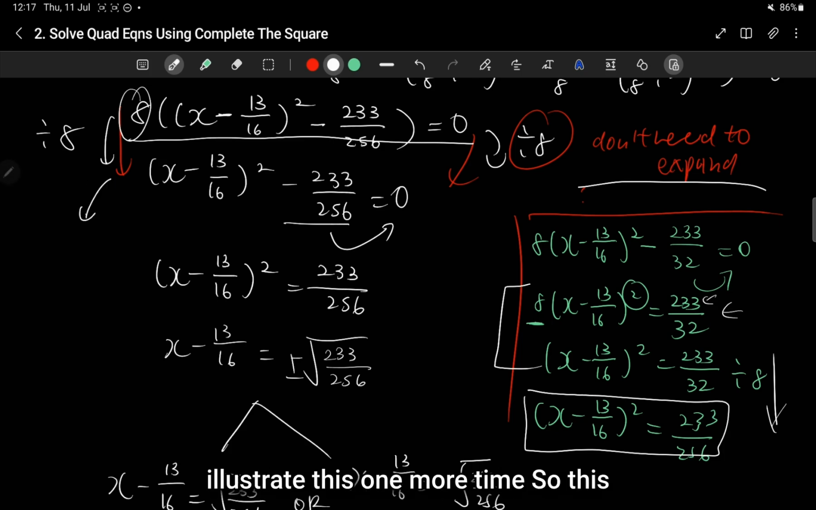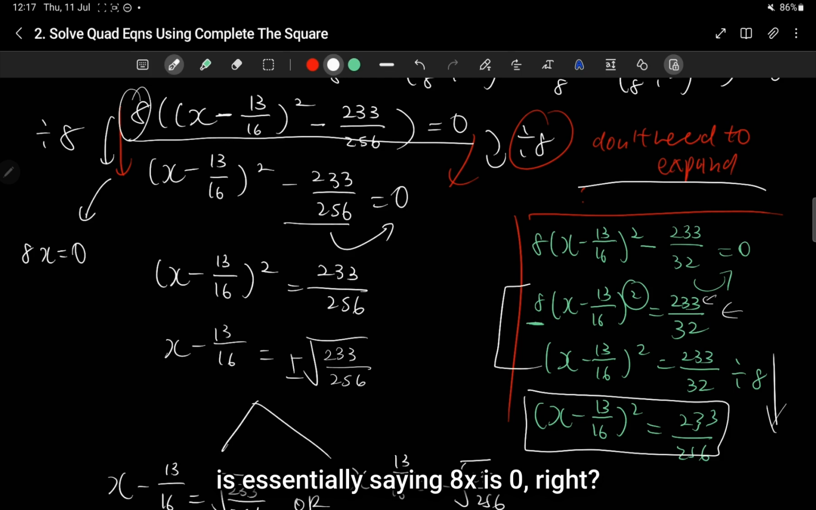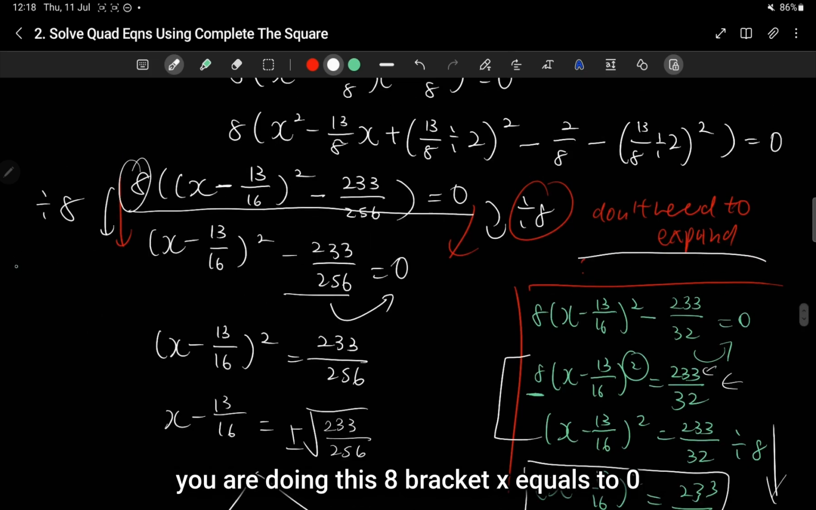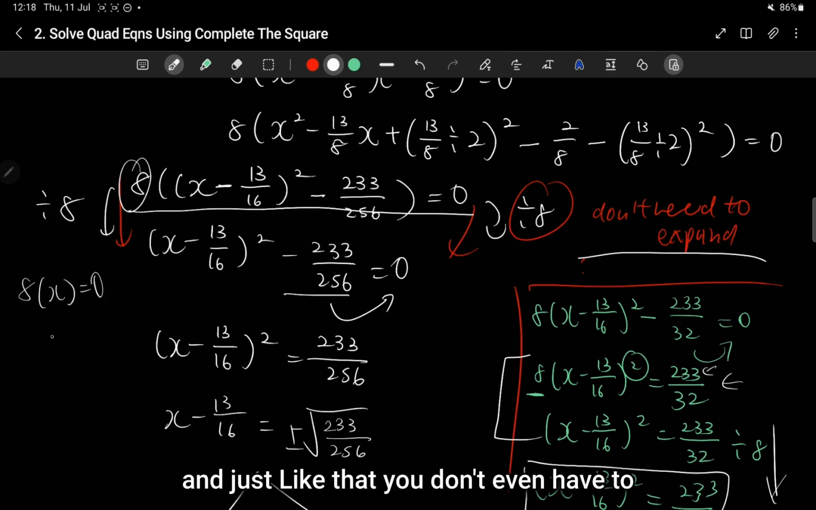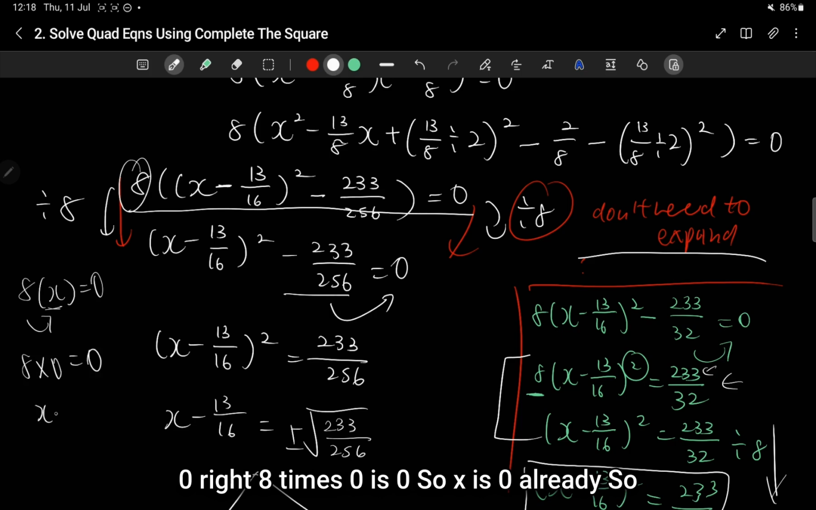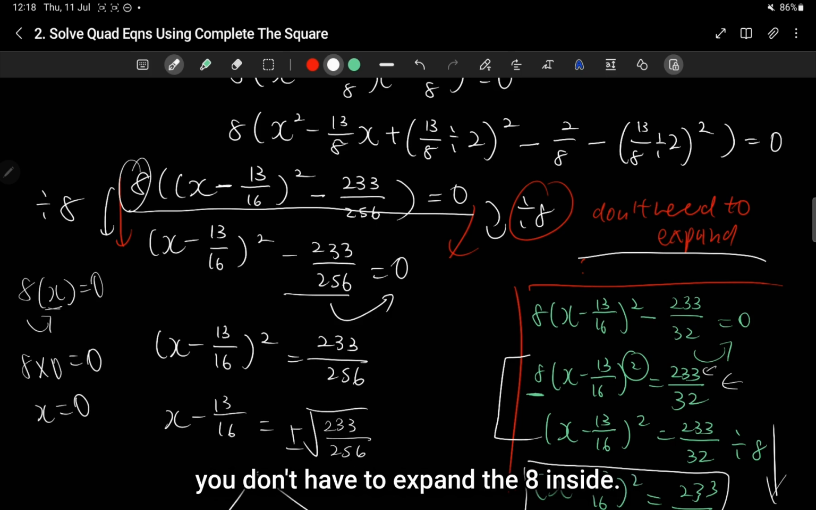And if I can just illustrate this one more time, this is essentially saying 8x is 0, right? So x is 0. I don't know if you caught that, but essentially you're doing 8 bracket x equals 0. And just like that, you don't even have to expand inside because x itself is already 0. Right? 8 times 0 is 0. So x is 0 already. So you don't have to expand the 8 inside.